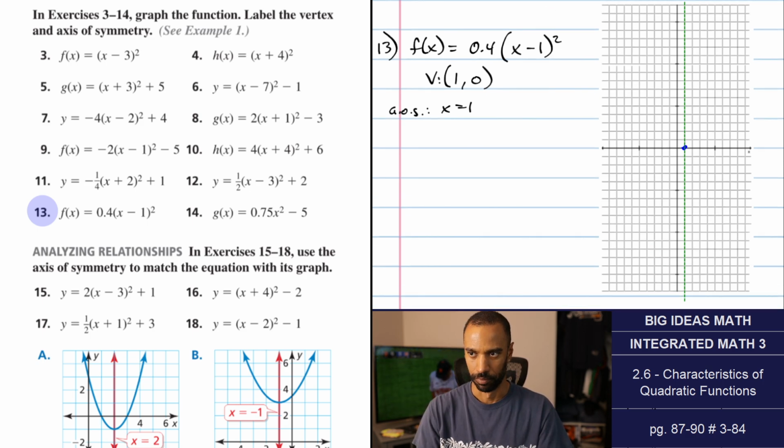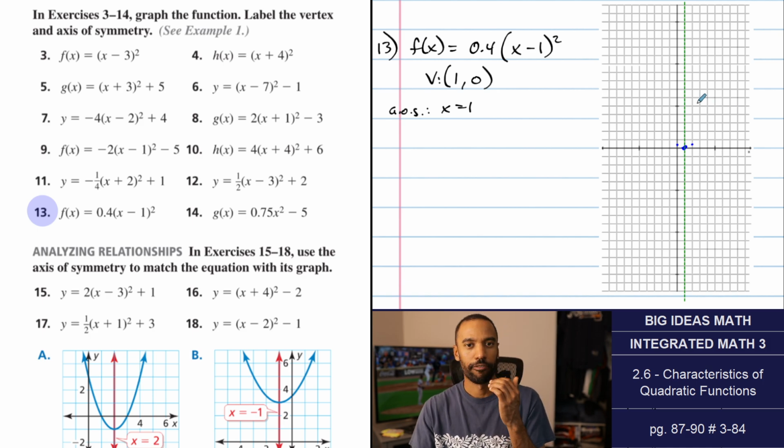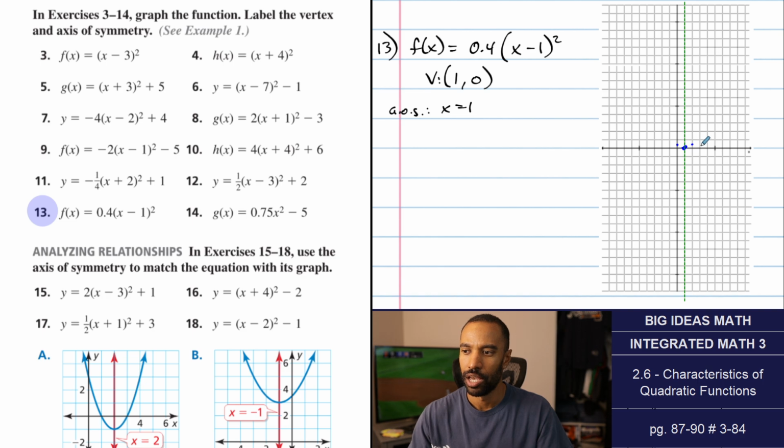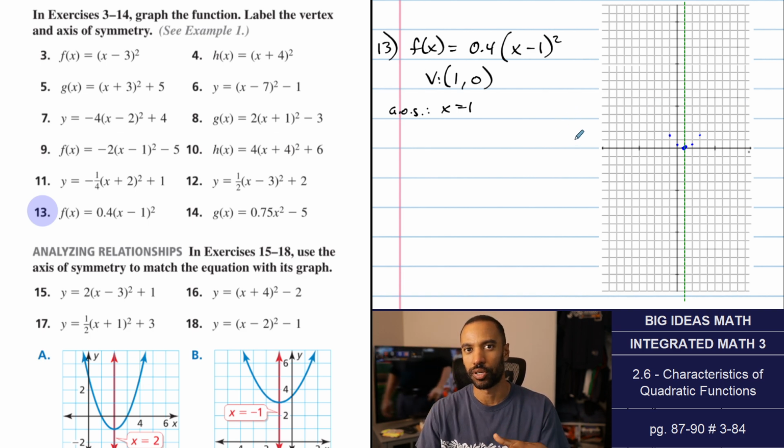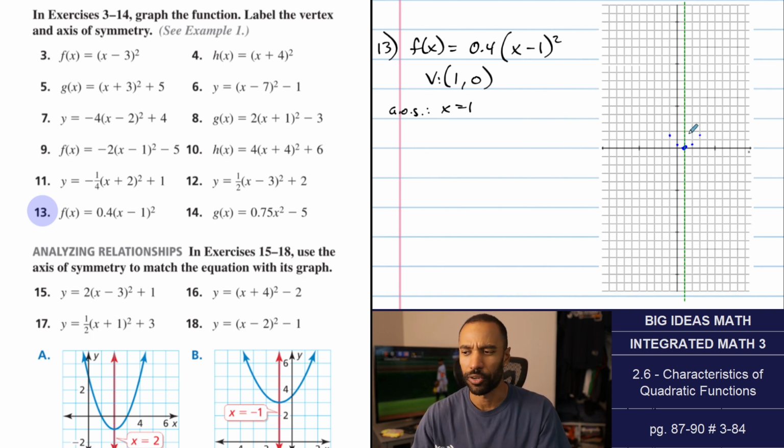Now, 0.4. So over 1 up 1 times 0.4. That'll be 0.4. It's about a half, a little less. Over 2 up 4 times 0.4. Now, 4 times 4 is 16, so this will be 1.6. Over 2 up 1.6. Little more than halfway up between those. Over 3 up 9 times 0.4. So 9 times 4 is 36, so instead it's 3.6. Hopefully you're getting that gist, right? 1, 2, 3.6. Yeah, that's fine.